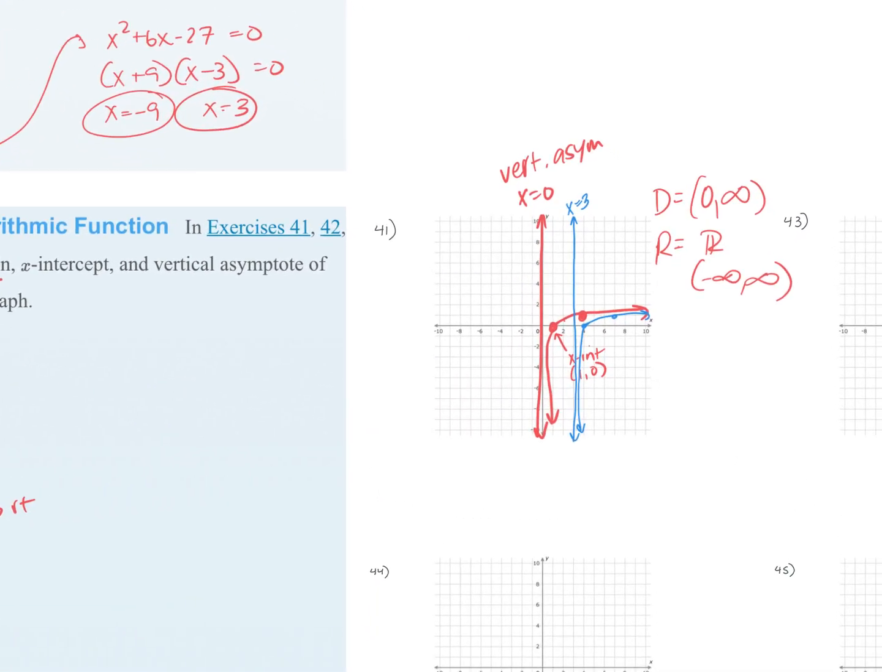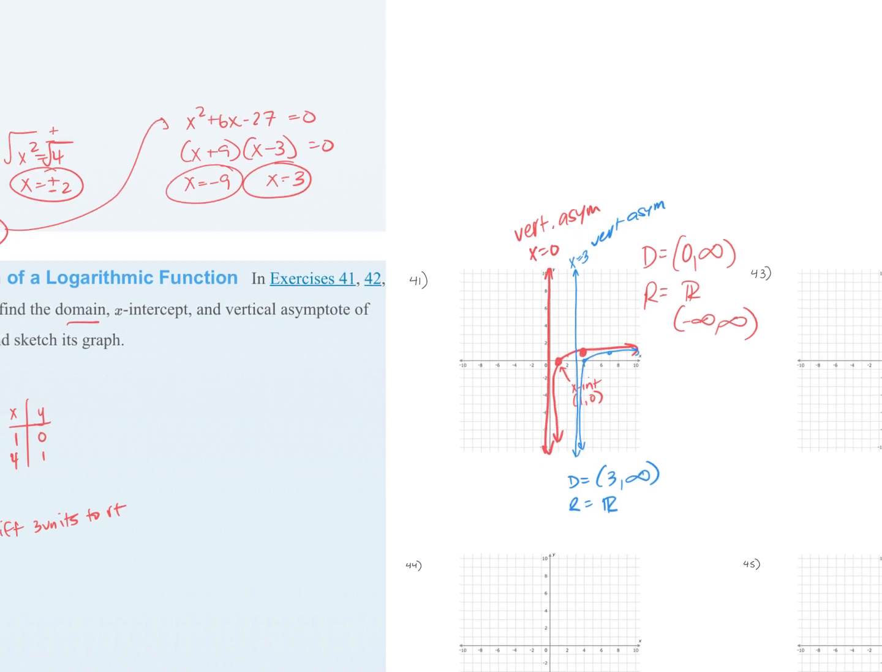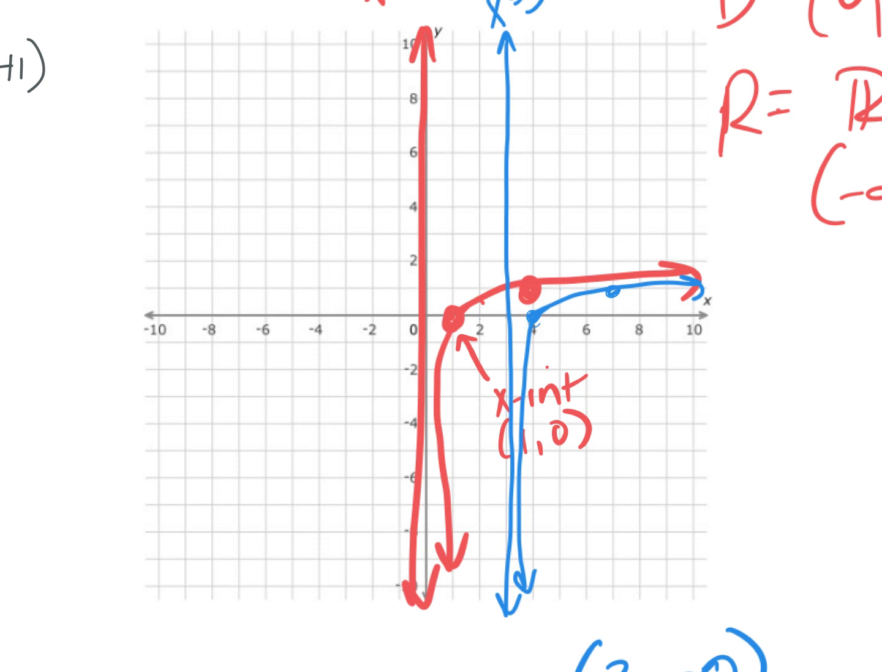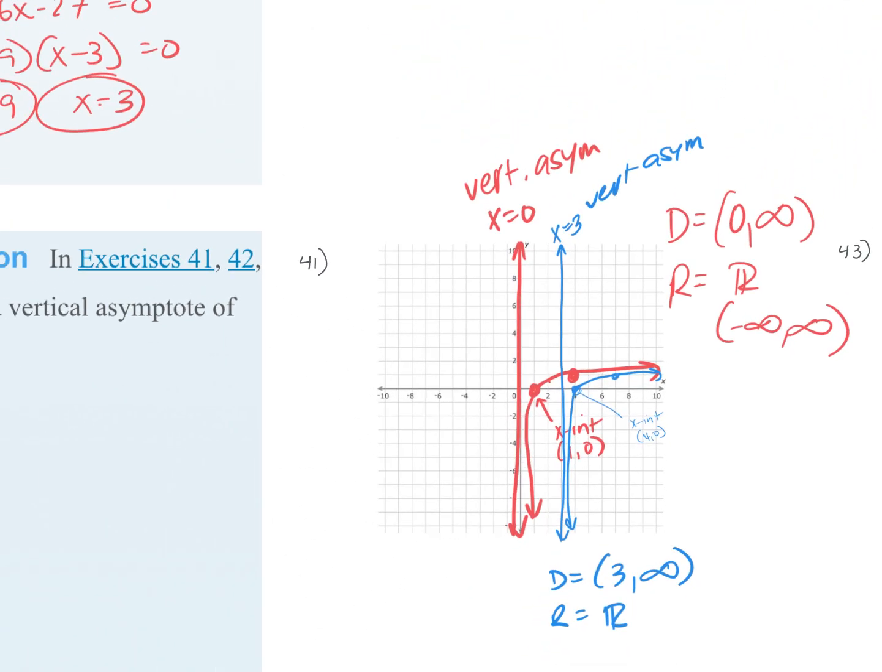And again, this is my vertical asymptote, right? My domain for the blue is going to be from 3 to positive infinity. My range is going to be all real numbers. And the last thing they wanted was for me to identify my x-intercept. So again, because I just went 3 units over, the x-intercept was easy. Okay, the x-intercept was (4, 0). Okay, however, that's not always easy.